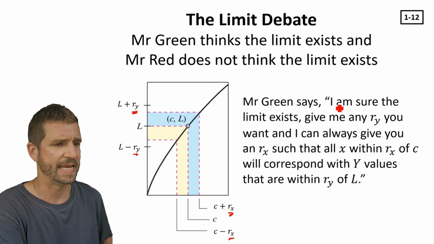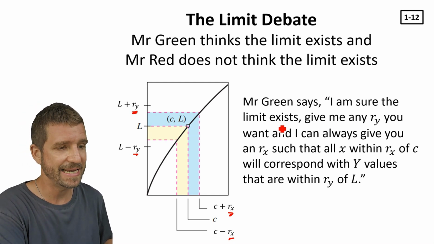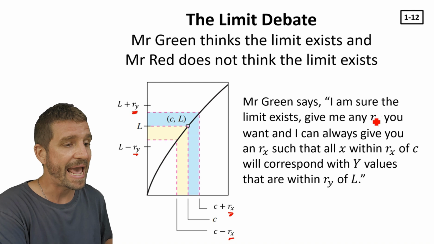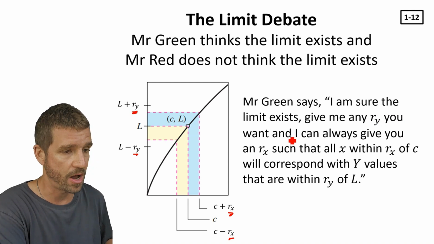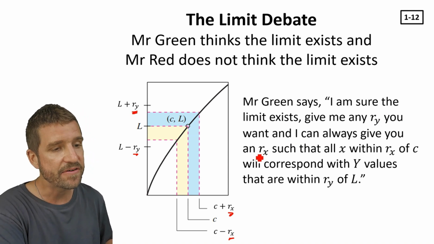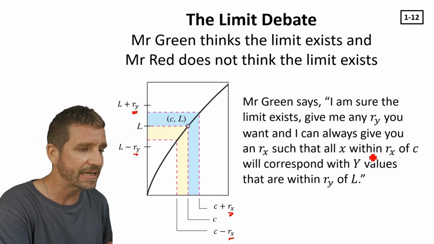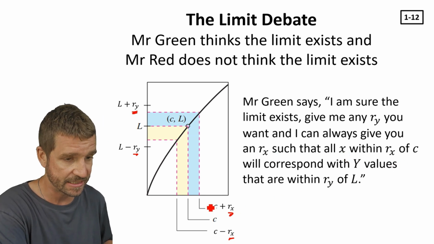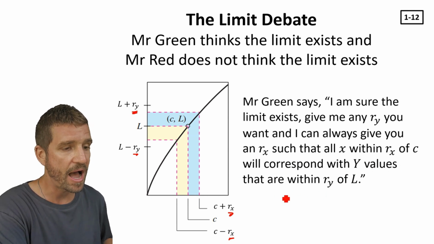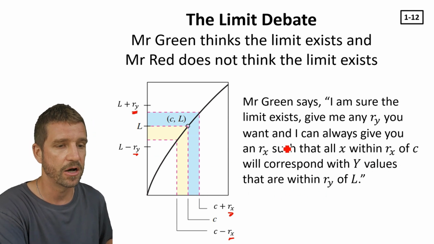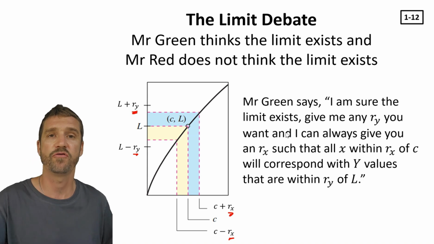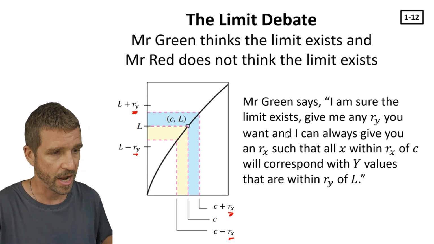Mr. Green says, I am sure the limit exists. You can give me any radius of y you want, and I can always give you a radius of x, such that all x within r sub x of c, which is this here, will correspond with y values that are within r sub y of L. A bit of a mouthful there, but let me explain it.